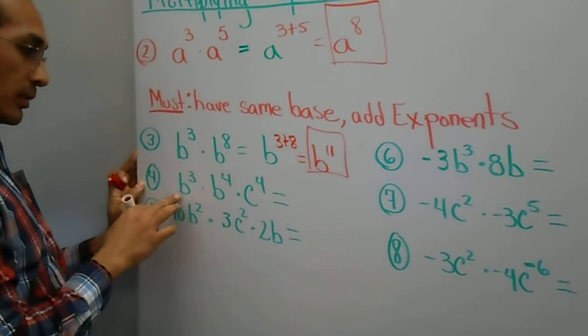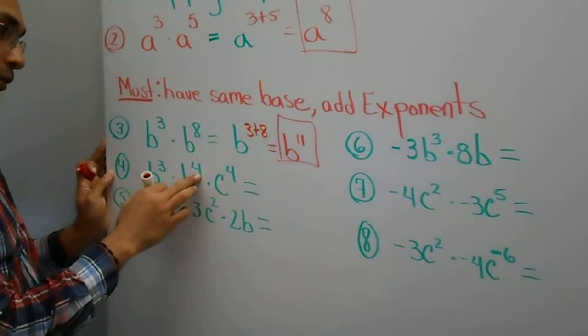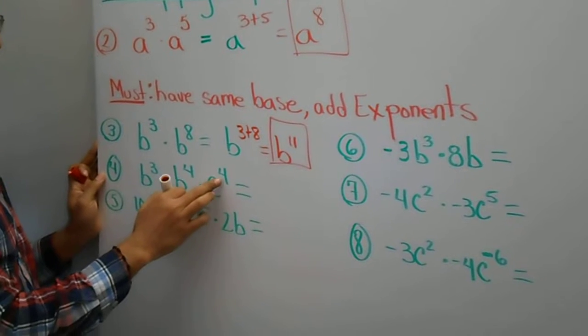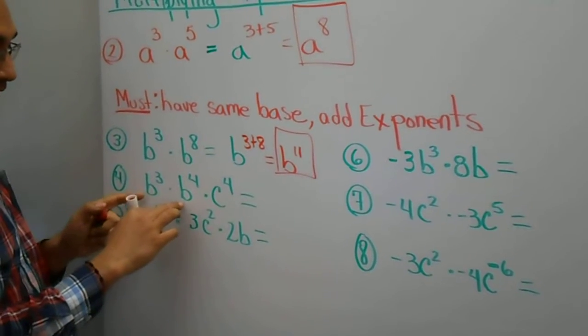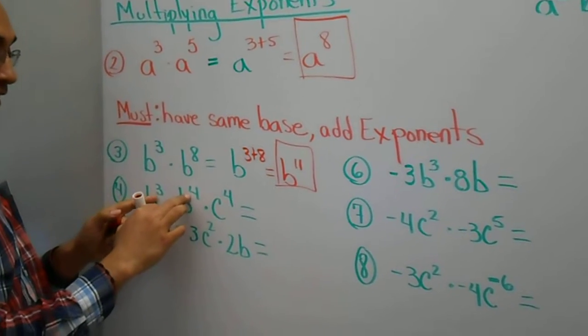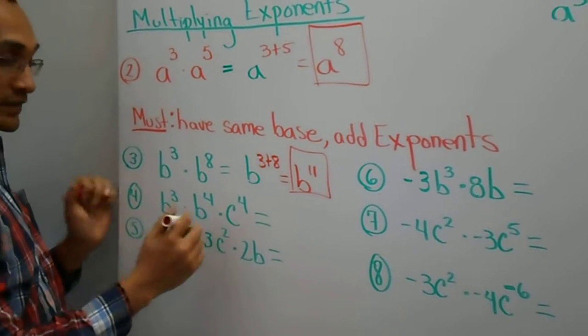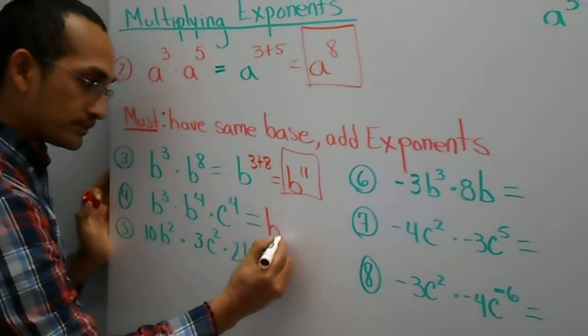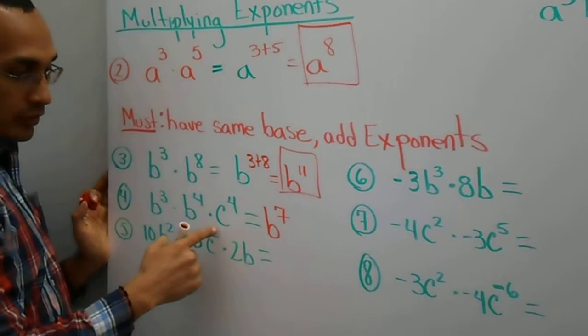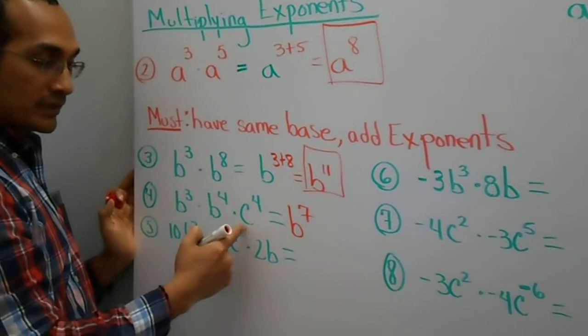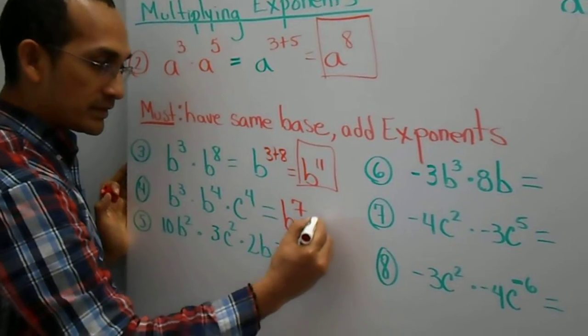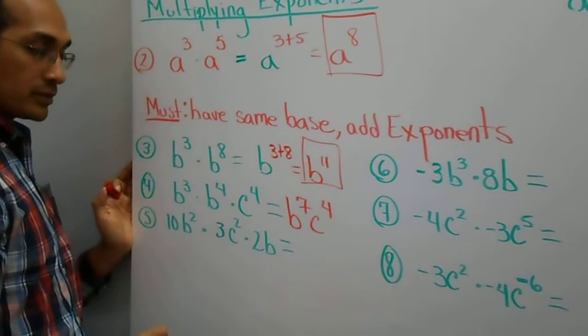Number 4, b cubed times b to the 4th times c raised to the 4th power. Notice that these guys have the same base, so I could add the exponents. So 3 plus 4 is 7 with the same base b. And notice that c, I can't combine with them because they have a different base. So this becomes c raised to the 4th power.